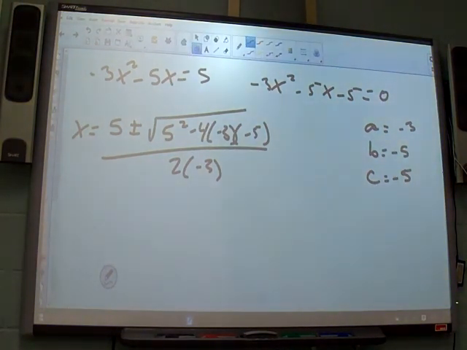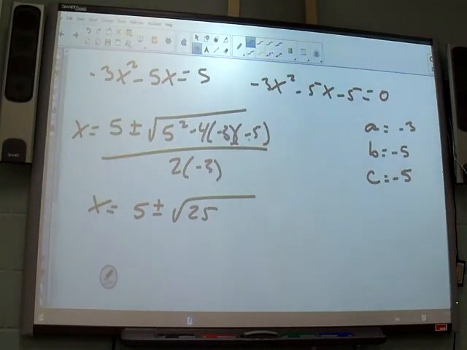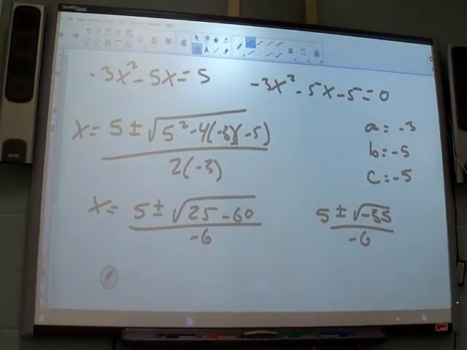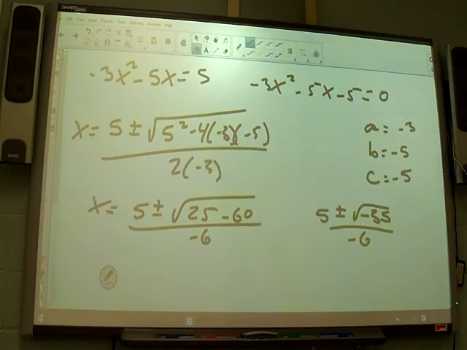Alright, so that gets me 25. 4 times 3 is 12, times 5 is 60. So 25 minus 60, and that is negative 35. Believe it or not, there's only one thing I can do to simplify that. 35 is not a perfect square. I can look over there by the river on the board. They wrote down a lot of perfect squares. 35 is not on that list, and there's not any on the list that go evenly into it.